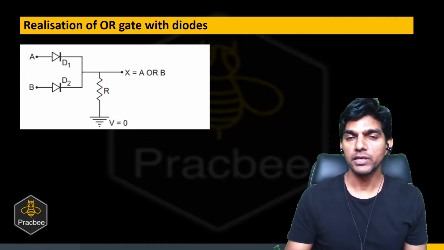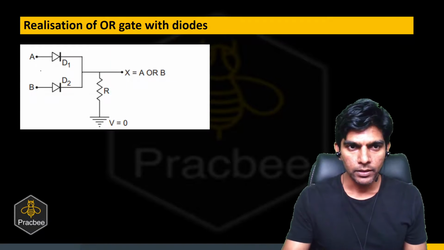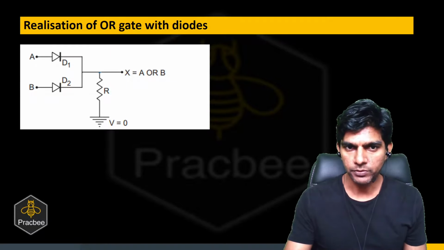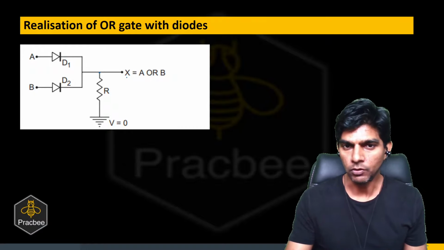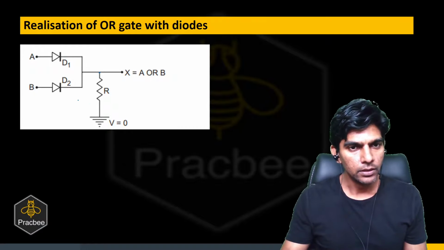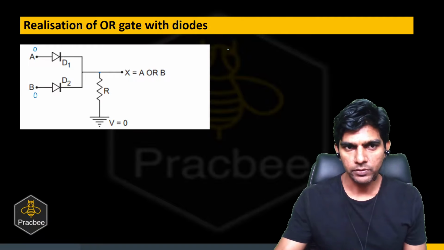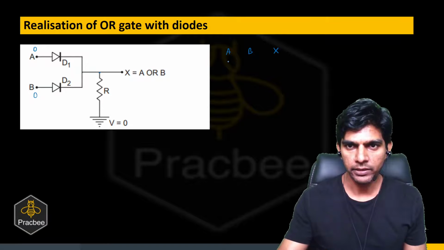Now let us see how it is behaving like an OR gate. So let us say A and B are our inputs and we are taking output from this point. We'll call our output X. Now let us say both the inputs are low. We have no inputs. So A, B, and X. A is low, B is low.